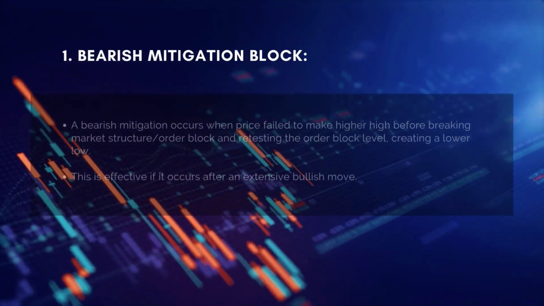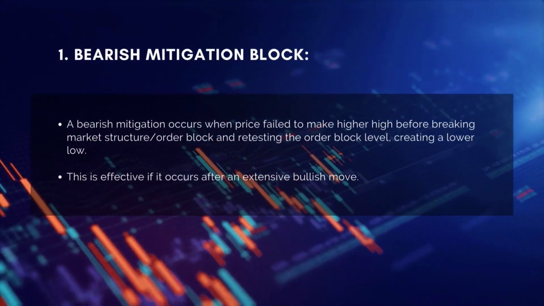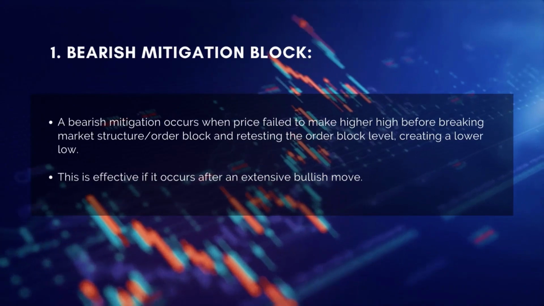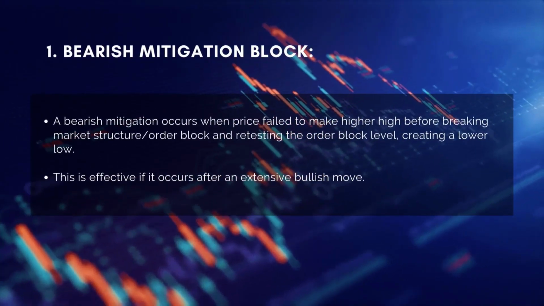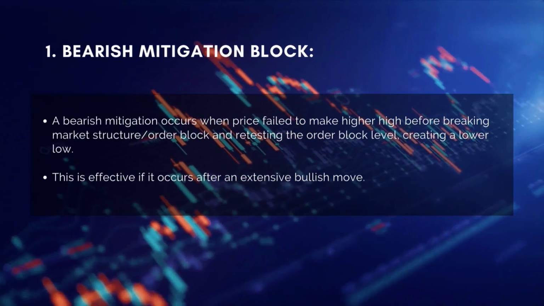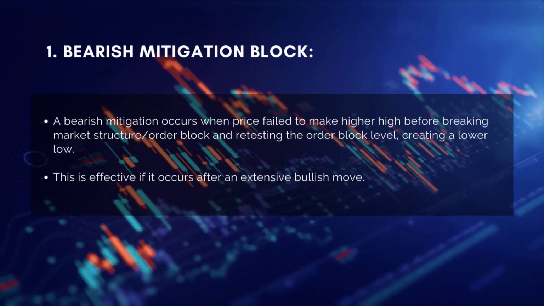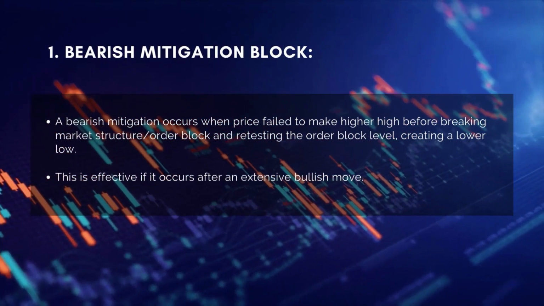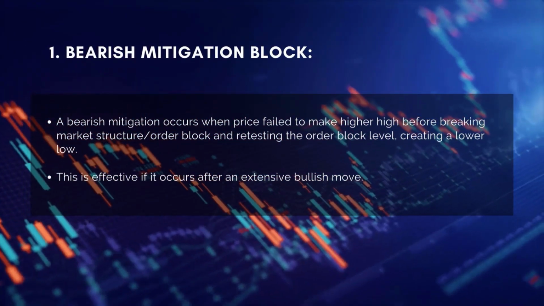Now we'll see another type of order block. It's called the mitigation block. So a bearish mitigation block occurs when price fails to make a higher high before breaking market structure or an order block and retesting the order block level, creating a lower low. This is effective if it occurs after an extensive bullish move.